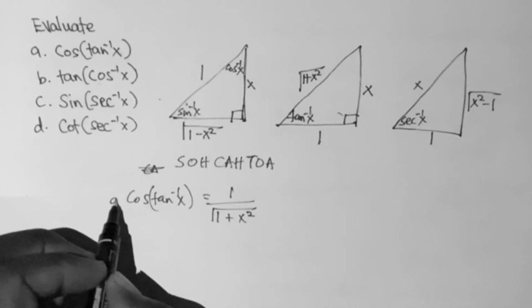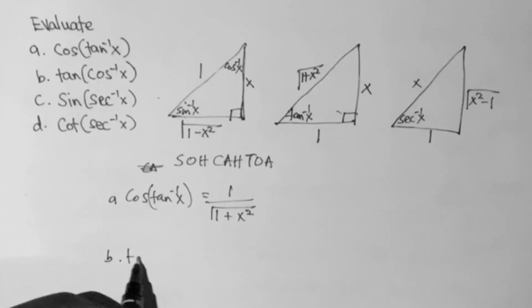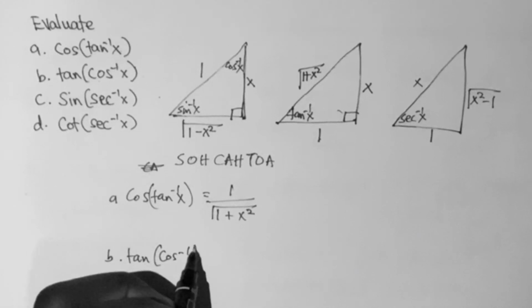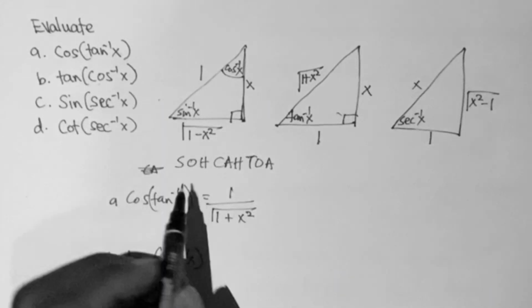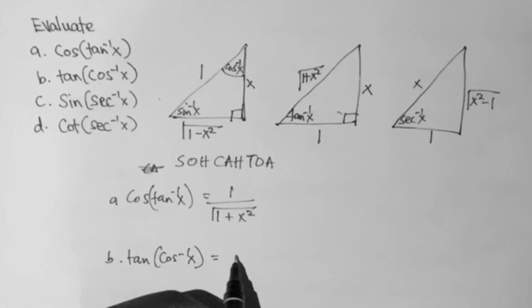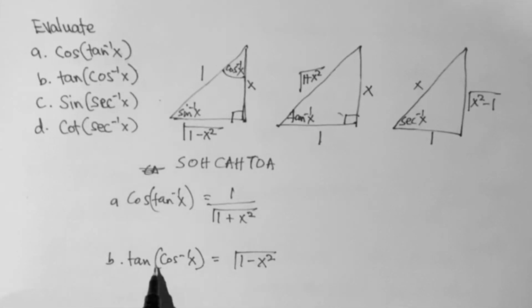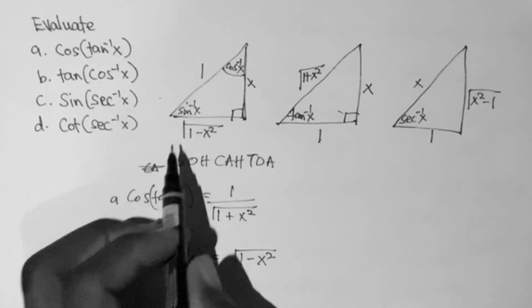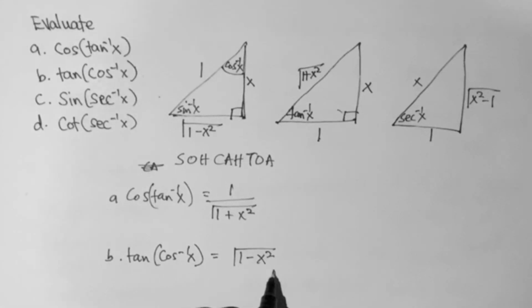So this is the A part. Let's come to the B part. The B is tan of cos inverse of x. Now tan is opposite over adjacent. This is cos inverse. So the opposite here is square root of 1 minus x squared. Then over adjacent. And then the adjacent is x, so divided by x.